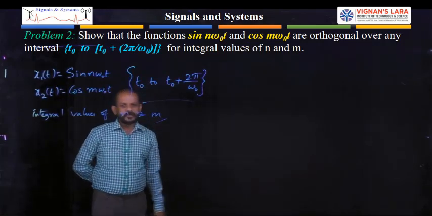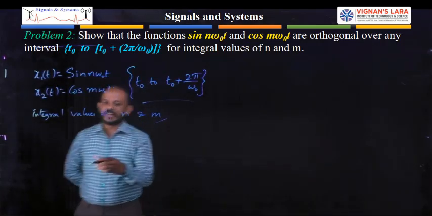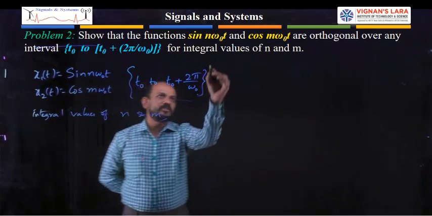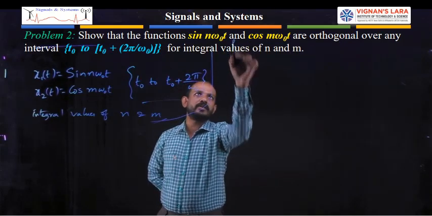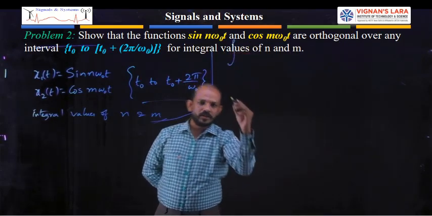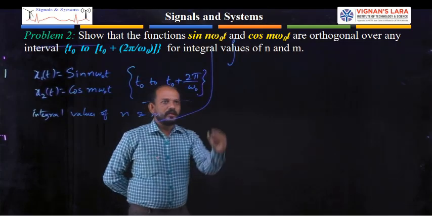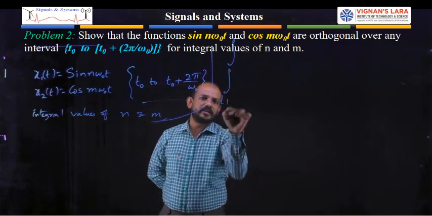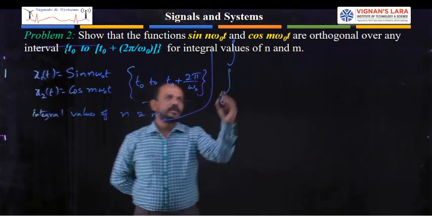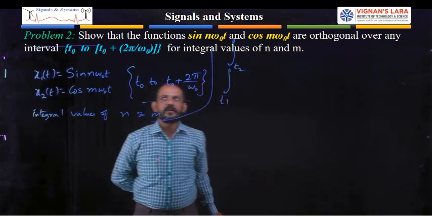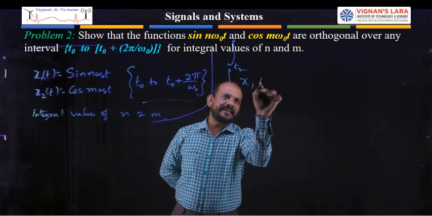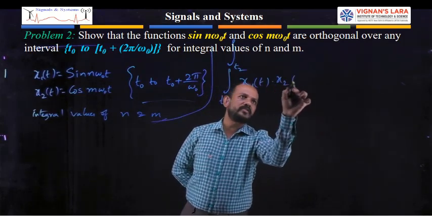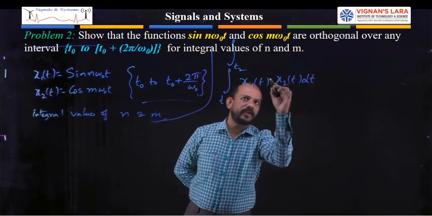So what is the formula? We have to go for integration. What we have to find out is the integral from t1 to t2 of x1 of t into x2 of t dt. We have to find out this one.